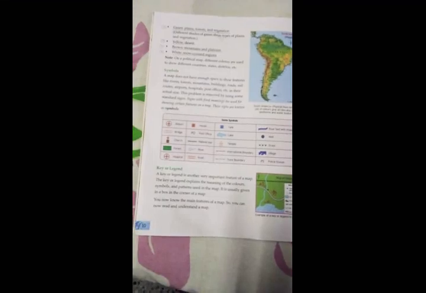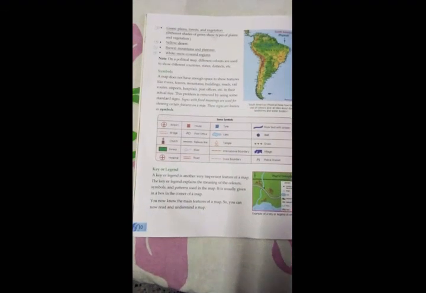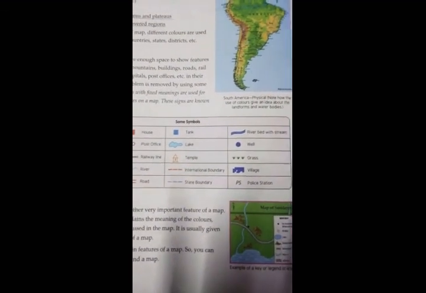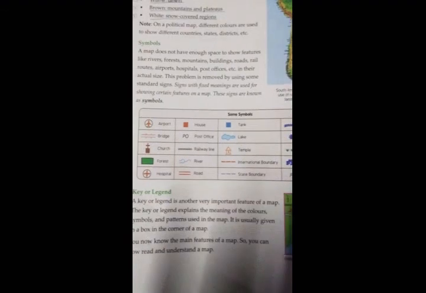So please, in your book, page number 10, there are some symbols. Please read these symbols nicely. Everybody please see, there are some symbols on page number 10. These symbols are going to be very important. So please learn these symbols very nicely.